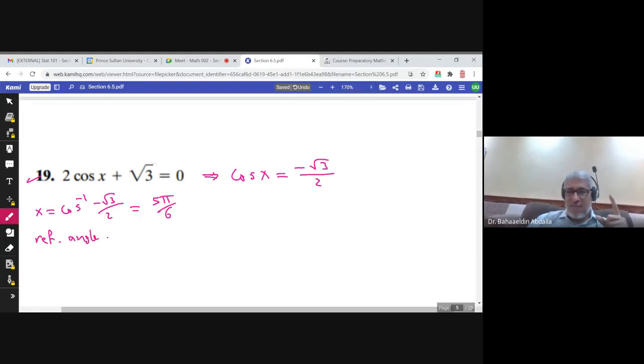So what is the reference angle of x? The reference angle of x is pi over 6. We said before, if you have any angle written in simplest form, the reference angle would be pi over 6 if the denominator is 6. So the reference angle is pi over 6. Or you can sketch the graph of 5 pi over 6.